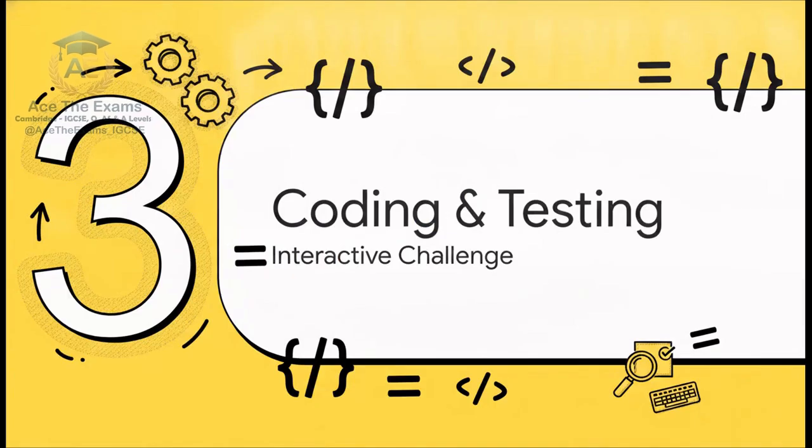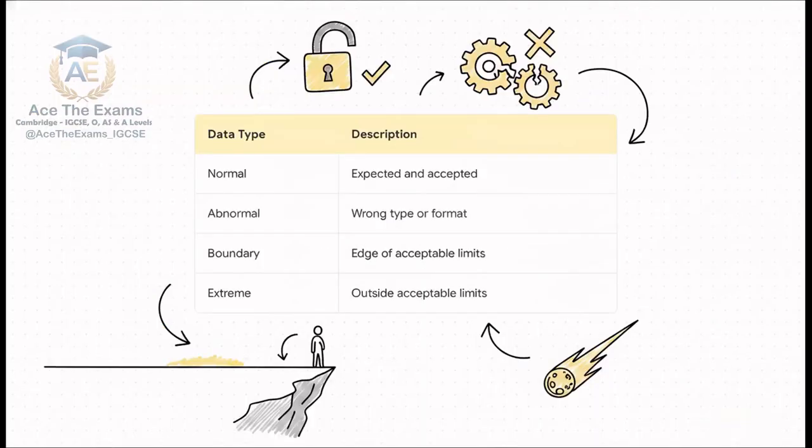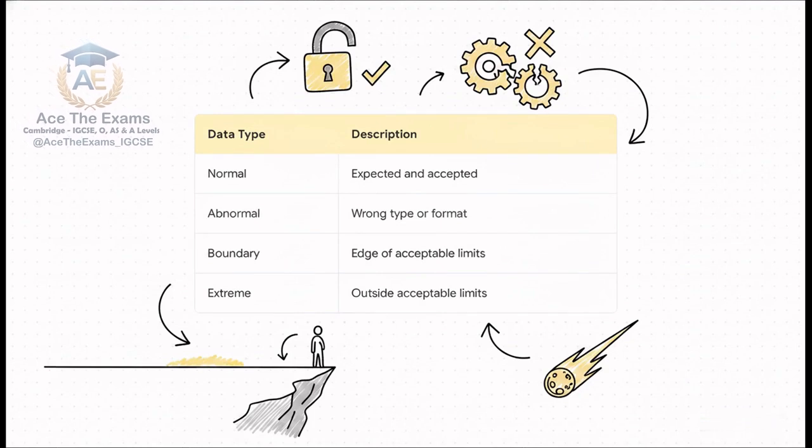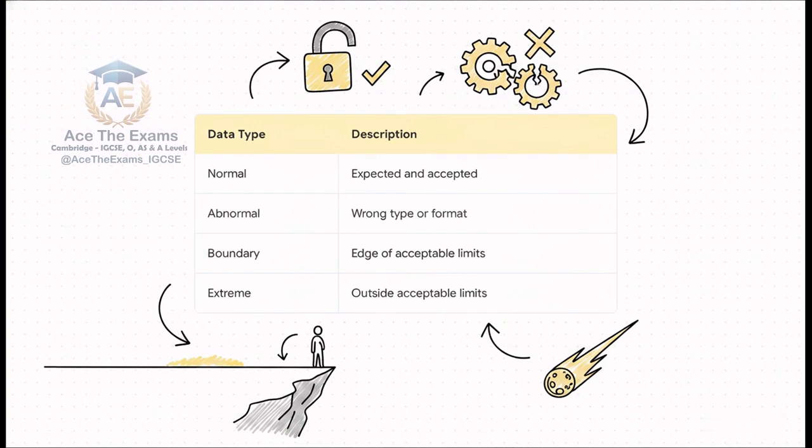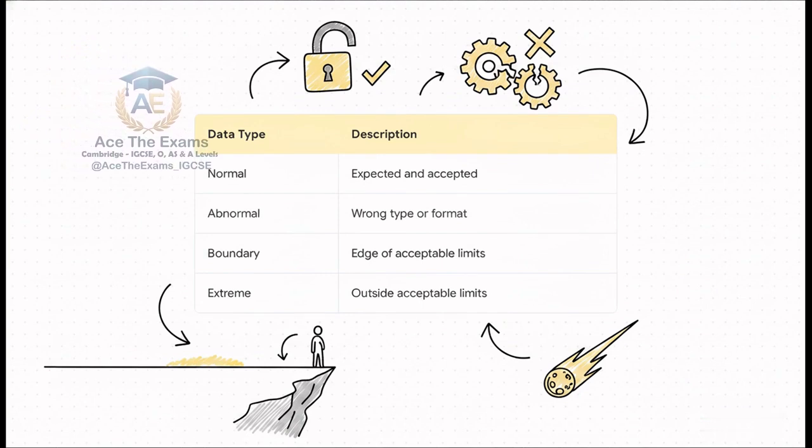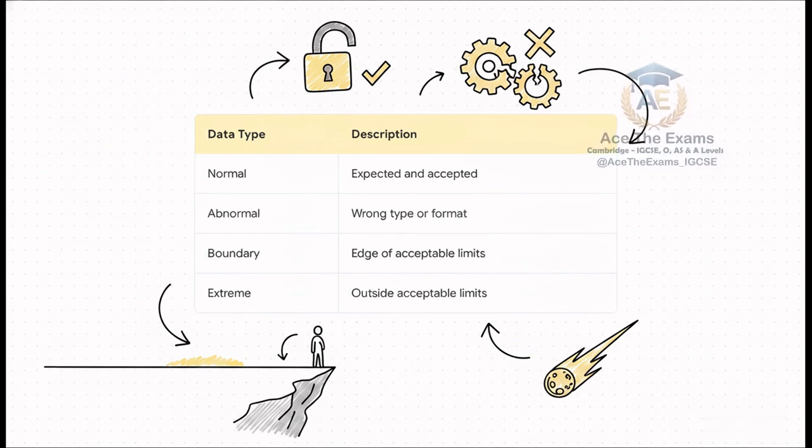Section 3. Interactive Coding Challenge and Testing. Listen, examiners absolutely expect you to know exactly when to use different types of test data to try and break your program. Let's say a system wants a user's age to be between 10 and 18. First, you need to deploy normal data, which is totally expected and accepted, like 15.